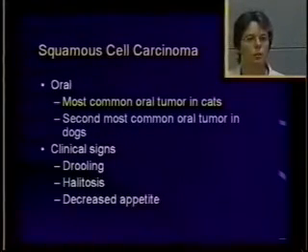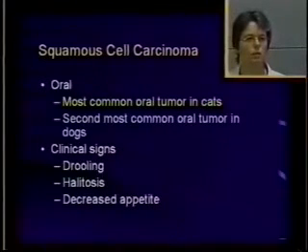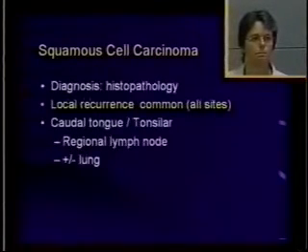Squamous cell carcinomas, especially oral squames, are the most common oral tumors in cats, and are the second most common oral tumors in dogs. Most common signs that we see associated with these tumors are associated with the fact that these tumors are often ulcerated and painful, so the animal will have a lot of drooling, they'll have halitosis because they'll get infected, and they may have a decrease in appetite, or the owner may notice that they seem to want to eat, but they'll pick up their food and then just drop it because it seems uncomfortable to them.